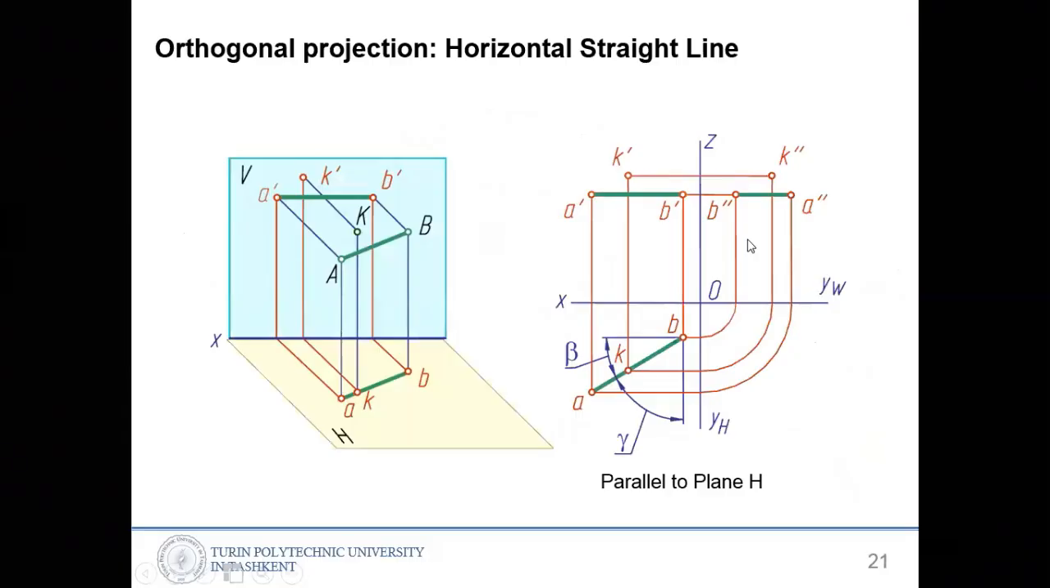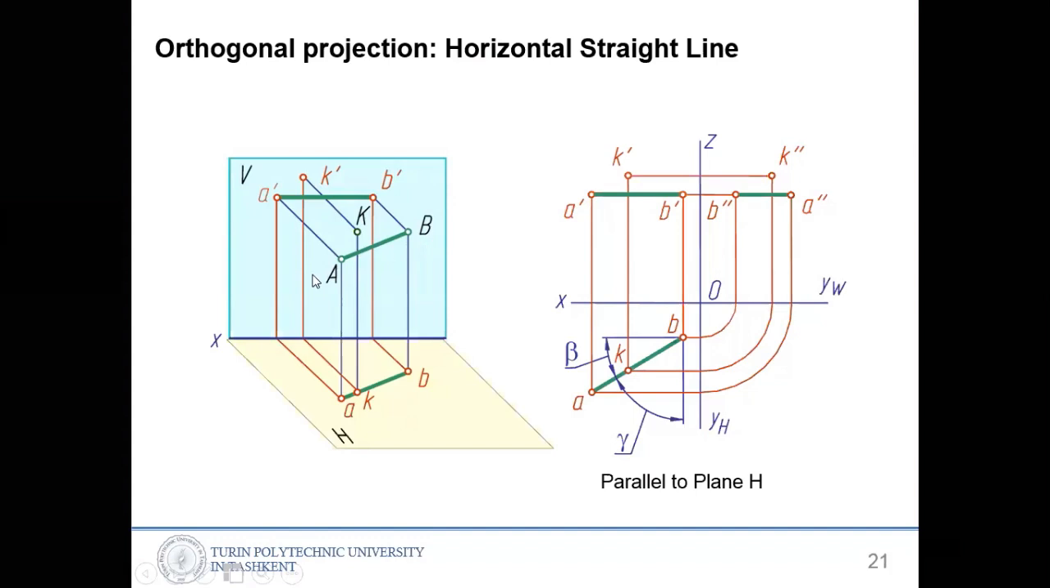So a horizontal straight line and a point are given. The line AB is given, and point K is given. These are capital letters, you see. Here you can see the projection of it.